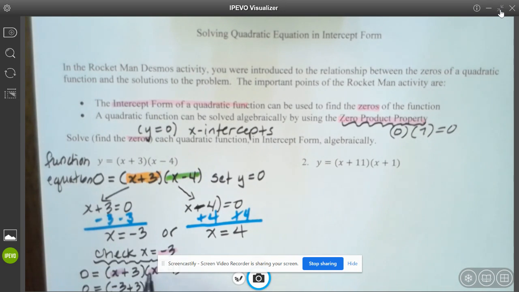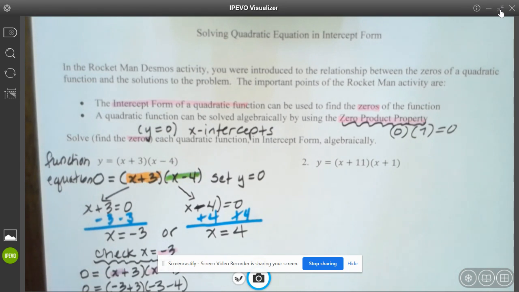Instead of x here, again, -3. So let's see what works. 0 equals, what's -3 plus 3? They are opposites, and what happens to opposites? They add to 0. Then we have -3 times -4, and that's -7.